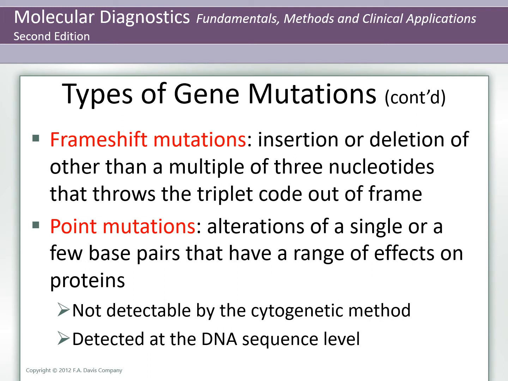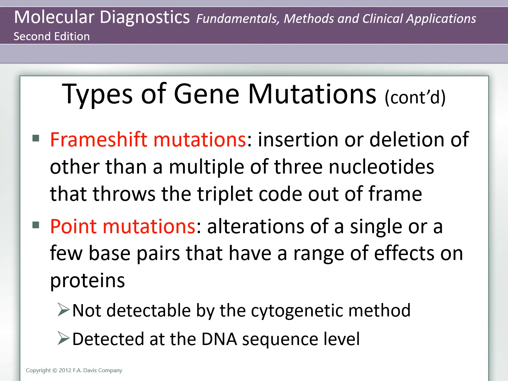Insertion or deletion of other than a multiple of 3 nucleotides results in a frameshift mutation, throwing off the triplet code out of frame. The amino acids in the chain after the frameshift mutation are affected, as the triplet code will include new combinations of 3 nucleotides.